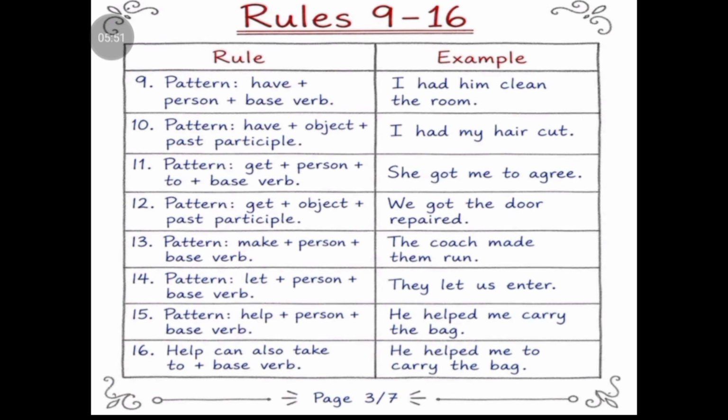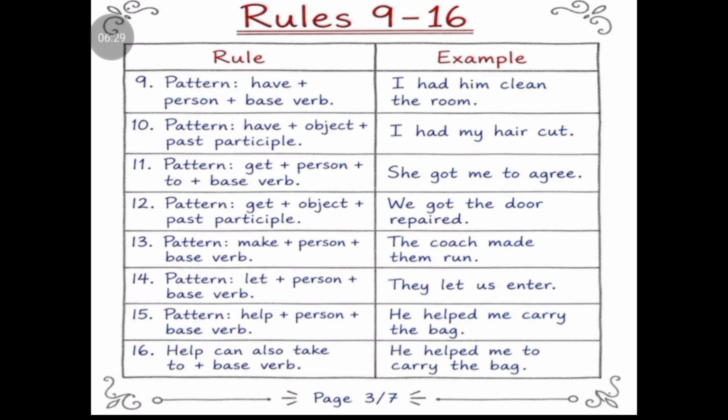Number 15, help plus person plus base verb. He helped me carry the bag. So helped is the form of the verb help. Me is the person, and then the base verb is carry. The bag is our object in that sentence. Number 16, help can also take another form, to plus base verb. He helped me to carry the bag. To, infinitive. So when you use to, you must follow it with the base verb.